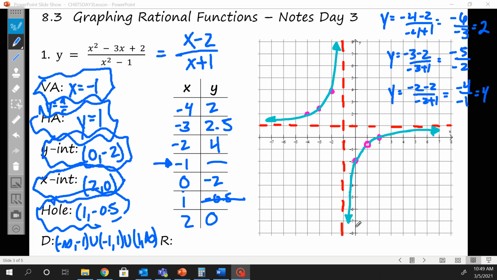The range runs from negative infinity to the discontinuity here, so from negative infinity up to negative 0.5, and then it runs from negative 0.5 to 1, and then it runs from 1 to infinity. And that is our graph for number 1.